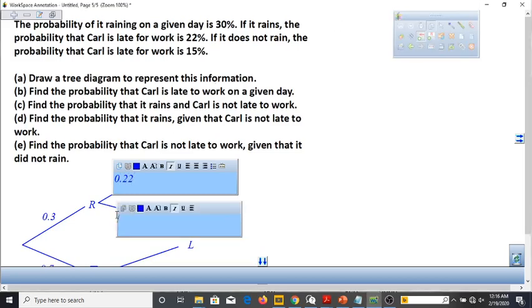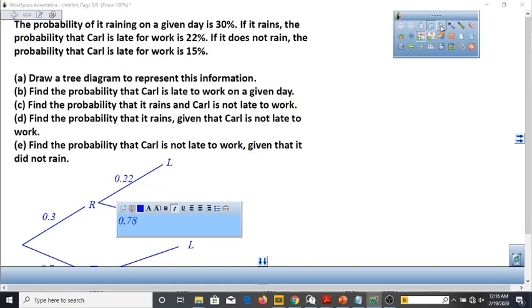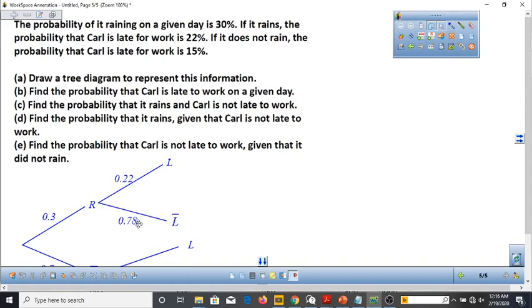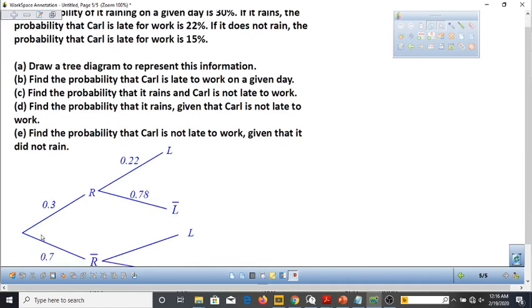That means the leftovers would go to him not being late under that same condition of it raining. So if it rains, then his probability of being late is 0.22. Sorry, let me repeat that. If it rains, the probability of being late is 0.22, which means that if it rains, the probability of not being late is 0.78. Because these two things come from the same node, they should add up to be 1. Just like these two come from the same node, same point there, they add up to be 1.